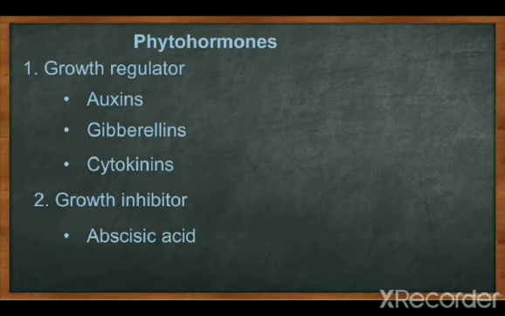Phytohormones. Okay, like animals have an endocrine system and a nervous system, but in plants no special organs or special systems are present, like the endocrine system and nervous system. So all the control and coordination are done by the phytohormones. Clear?